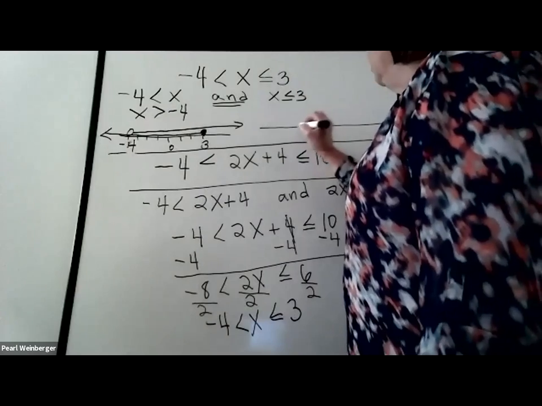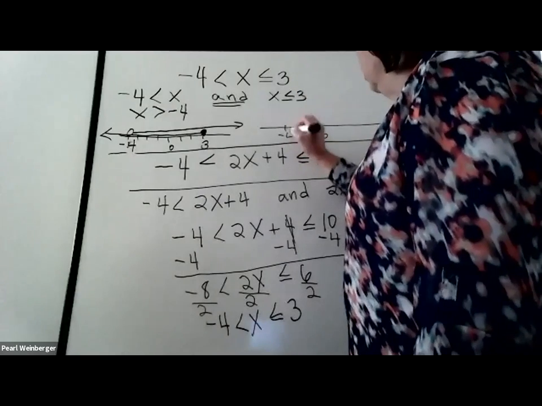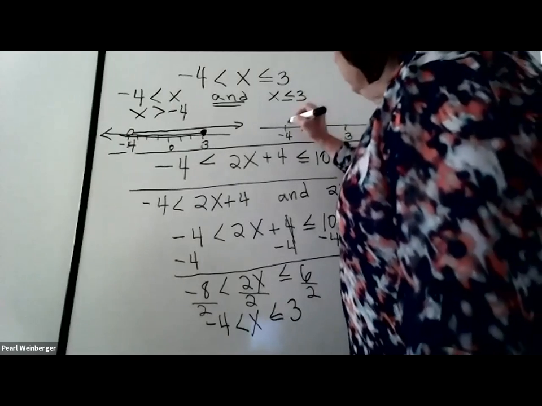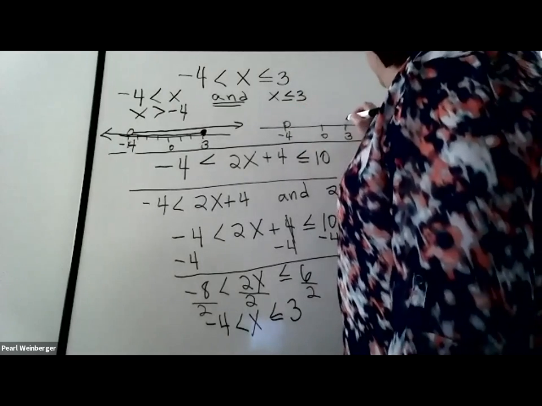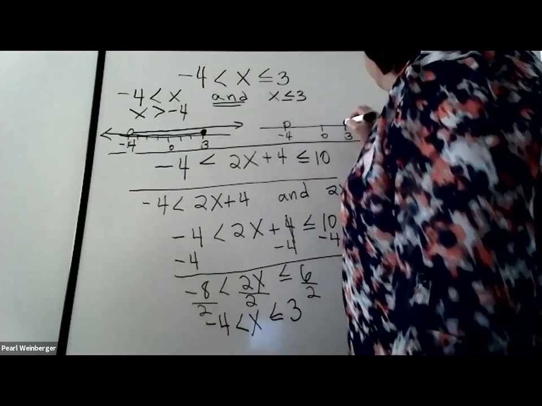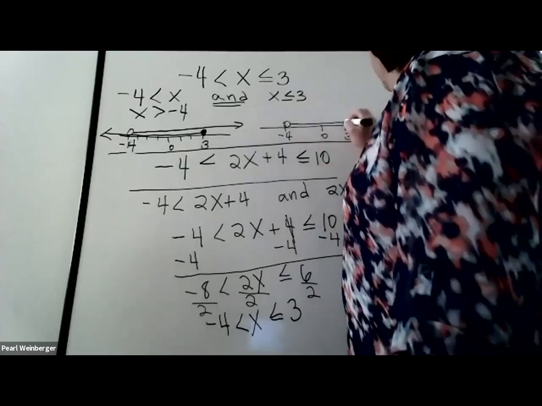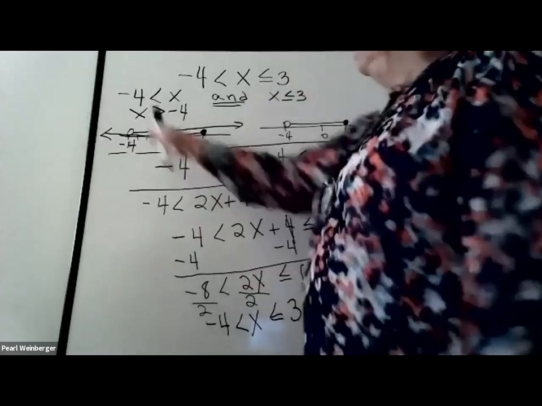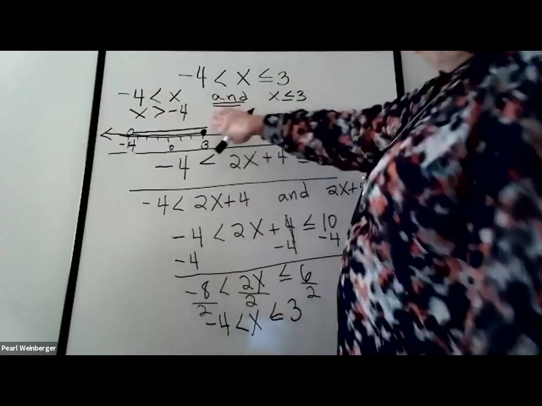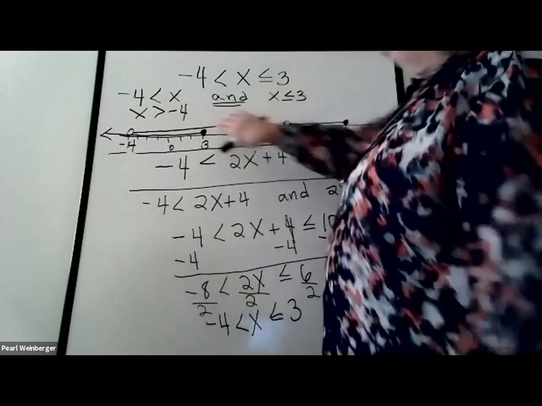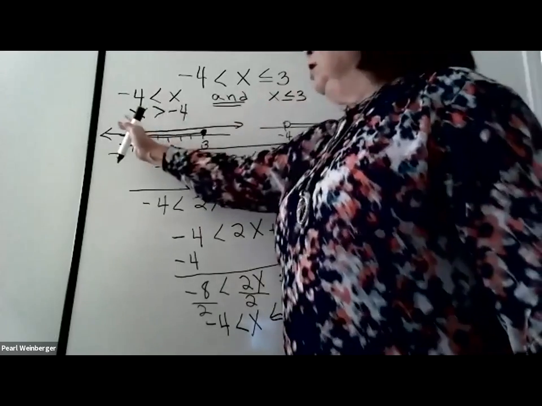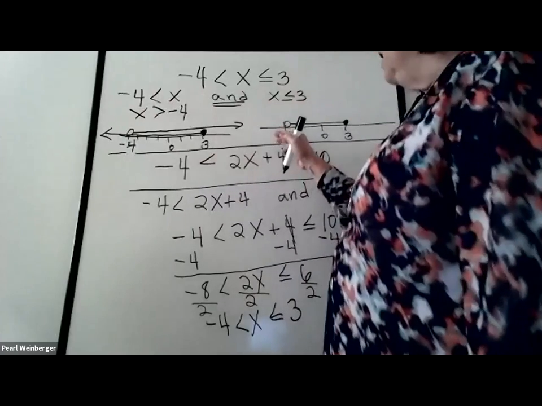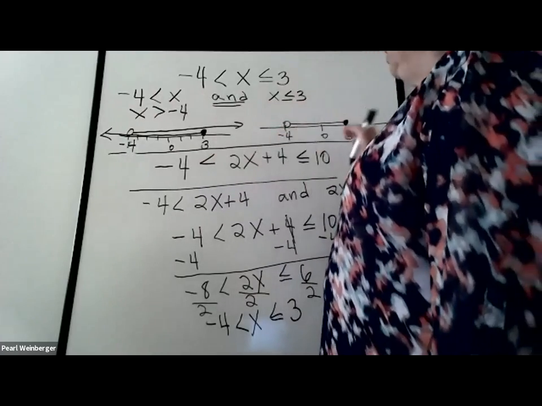It means to start at -4 and go until 3 with an open circle at -4 and a filled-in circle at 3. We don't need the stuff that's to the left of -4 because it's not overlapped. We don't need the stuff that's to the right of 3 because that's no overlap. The only place where both of them occur is in this section from -4 to 3.